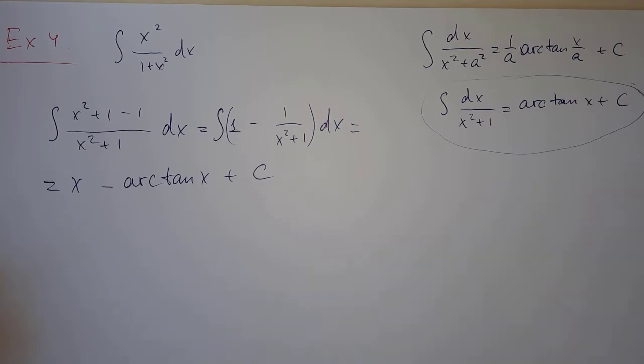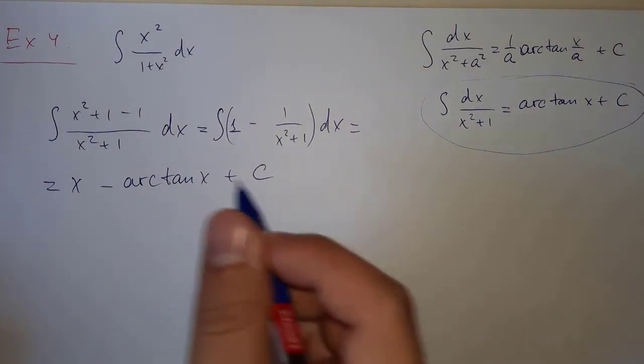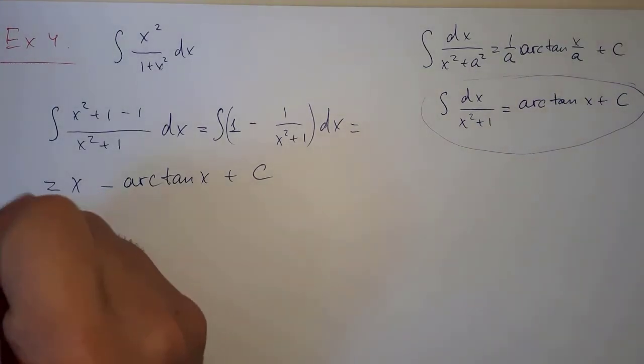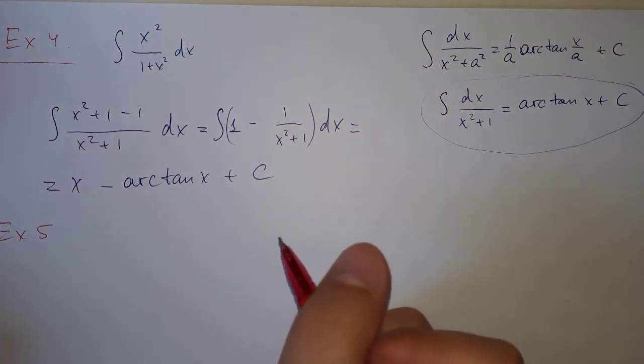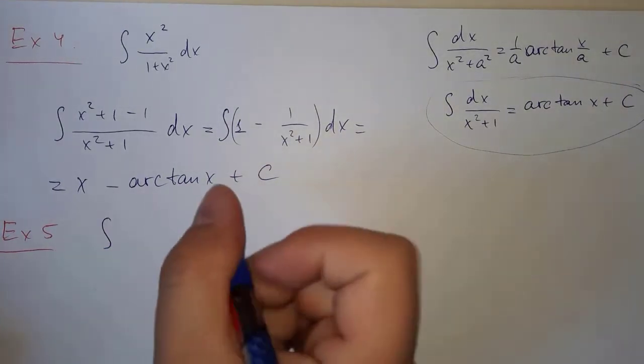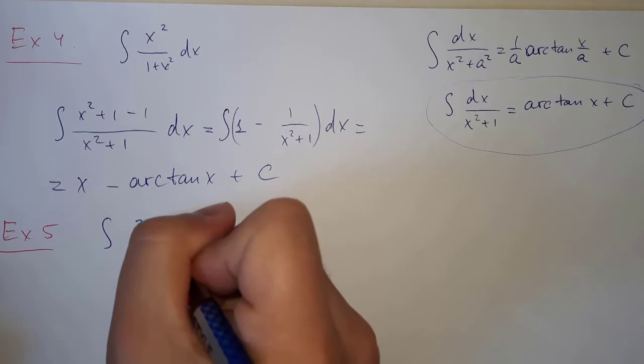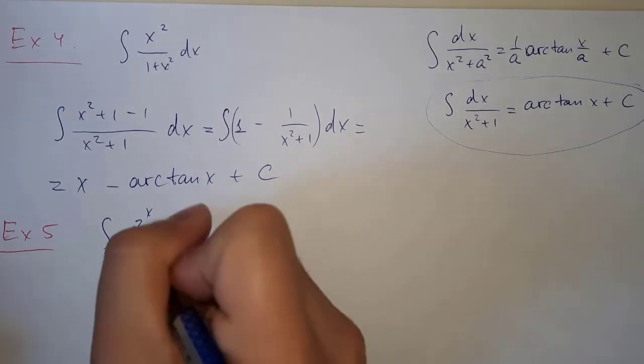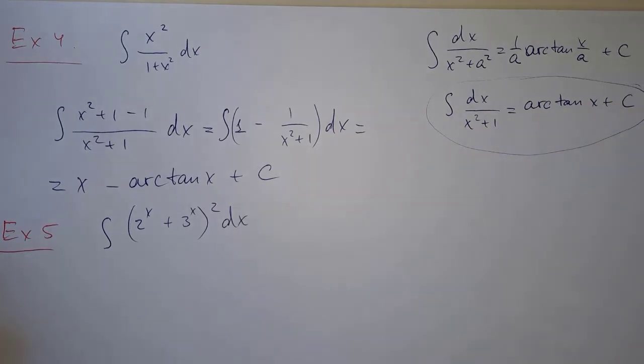Okay, and now one more example. So using again the table, let's try to find the next one. Exercise number 5: the integral of (2 to the power of x plus 3 to the power of x) squared dx.